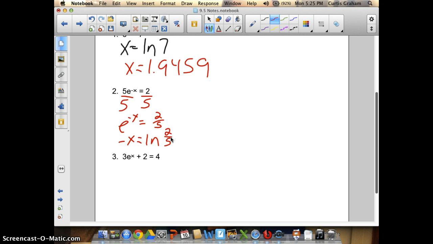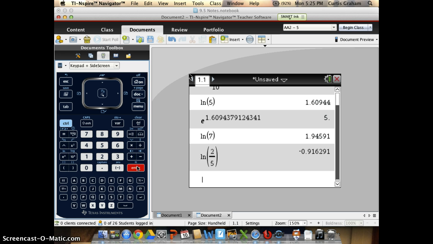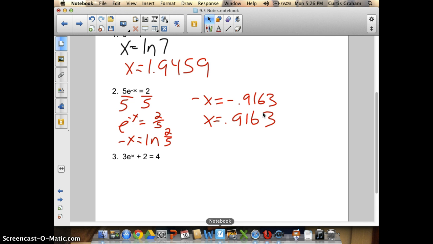So I'm going to type that in my calculator and see what happens. Natural log of 2 divided by 5 is negative 0.9163. So negative x equals negative 0.9163. So x is equal to 0.9163. All right, why don't you guys give 3 a shot?